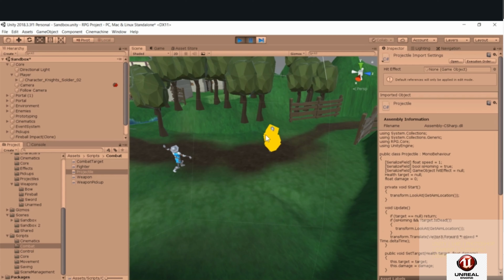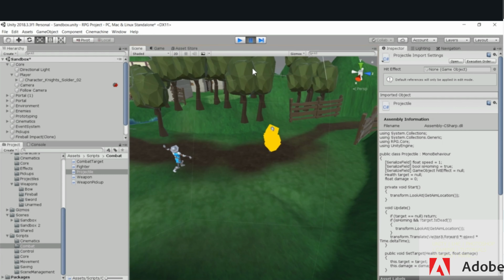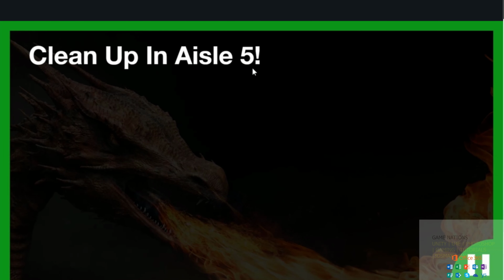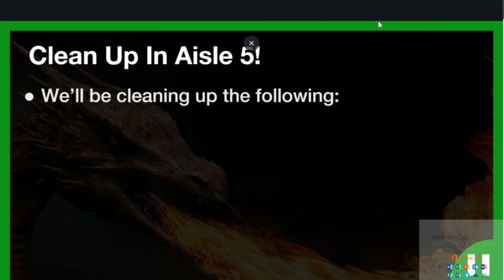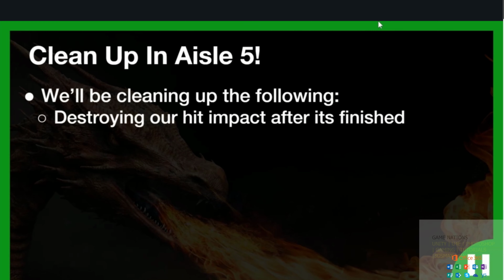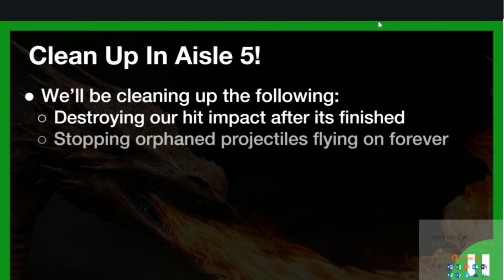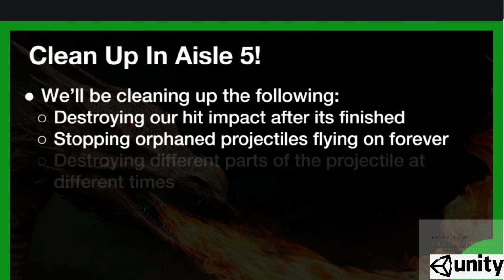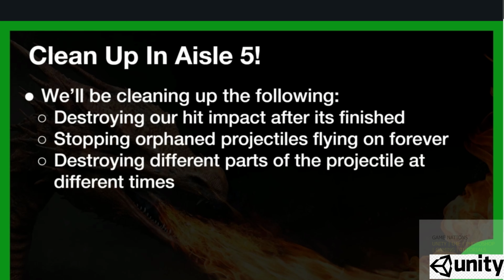We're kind of covering it up with the impact, so you don't see it so much, but you might not have such a big impact, or you might want to have that a little bit more subtle so that we can, for example, destroy the head of the fireball and then let the particle finish off doing what the particle wants to do. So they're the three things we're going to do. I've broken this out as challenges so that you can have a look at it. We'll be cleaning out the following: destroying our impact effect after it's finished, stopping the orphaned projectiles flying on forever, and destroying different parts of the projectile at different times.